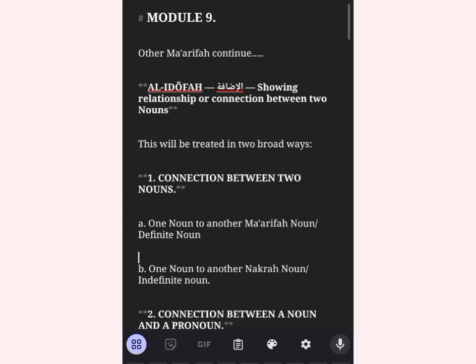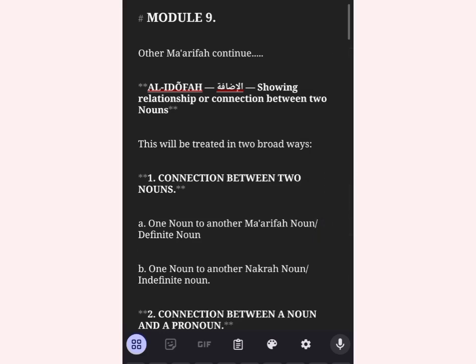We've been talking about al-ma'rifah. What are the definite nouns in Arabic? We said they have 6 categories. We've talked about 4 of them, and this is the 5th of the types of al-ma'rifah that we have in Arabic. So we're going to be talking about al-Idafiyah.